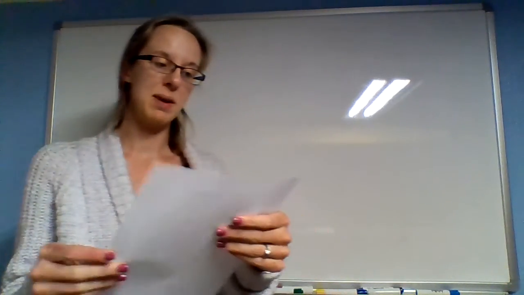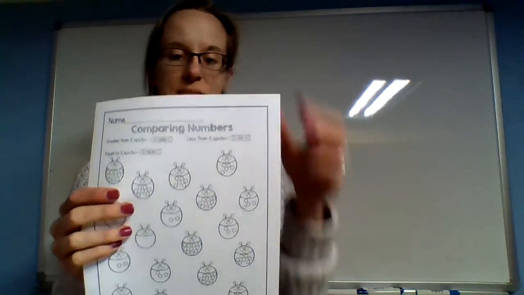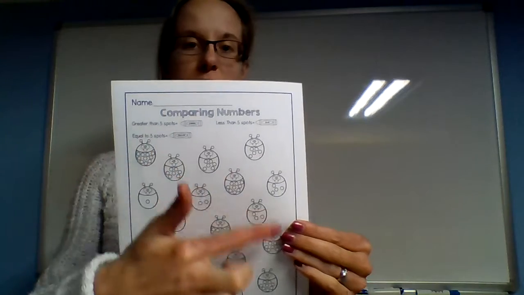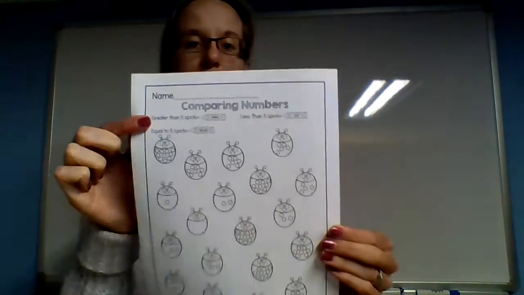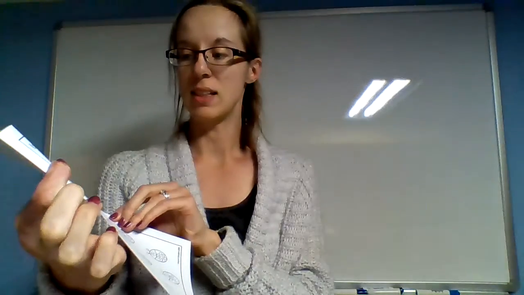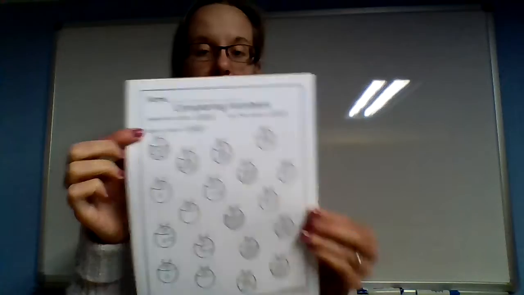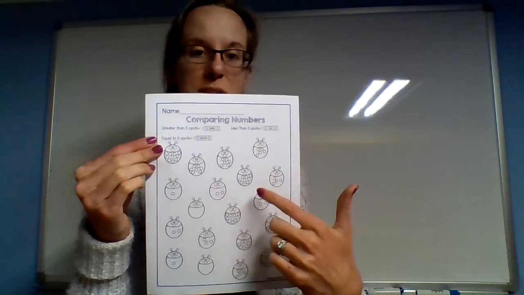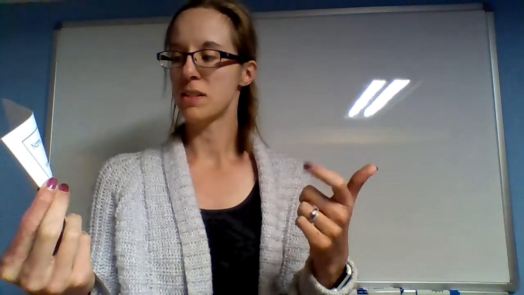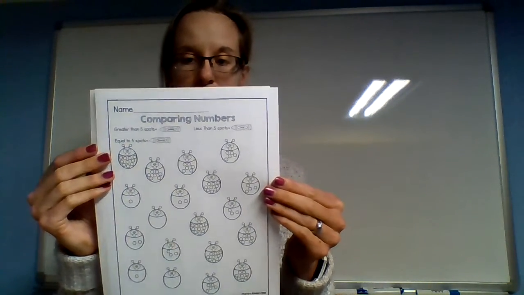The next one is comparing numbers, and you're comparing them to the number 5. So you need to keep 5 in your head at all times. When you're looking across this page, if it's greater than 5, it's going to be green. If it's less than 5, it's going to be blue. And if it's equal to 5, it's going to be yellow. So there should be ladybugs on here when you're done that are green, ladybugs that are blue, and ladybugs that are yellow, depending on how many spots they have.